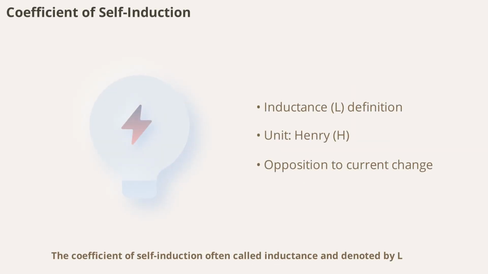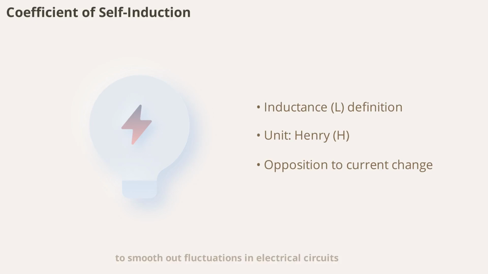Coefficient of self-induction, often called inductance and denoted by L, measures how effectively a coil induces EMF in itself when the current changes. It's defined as the EMF induced per unit rate of change of current. The unit of inductance is the Henry, H. A higher inductance means a greater opposition to changes in current, which is why inductors are used to smooth out fluctuations in electrical circuits.